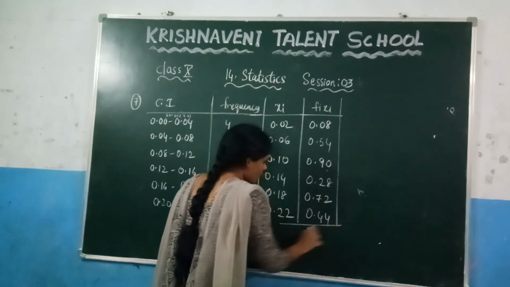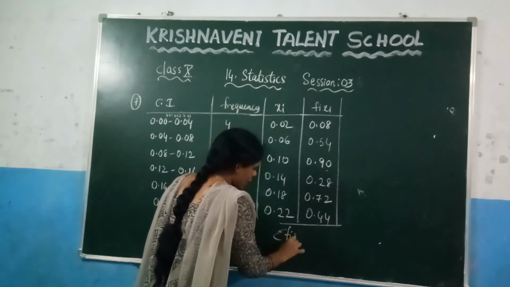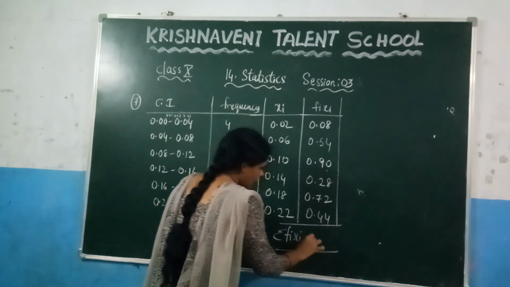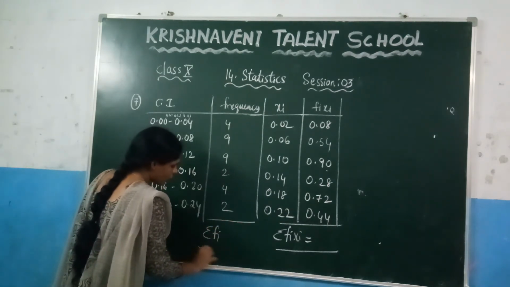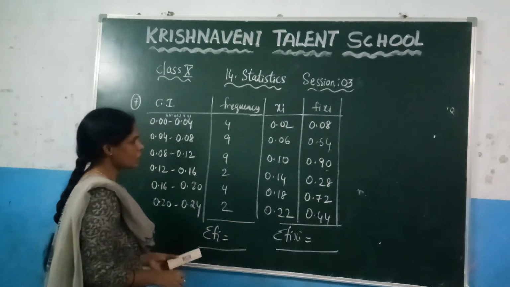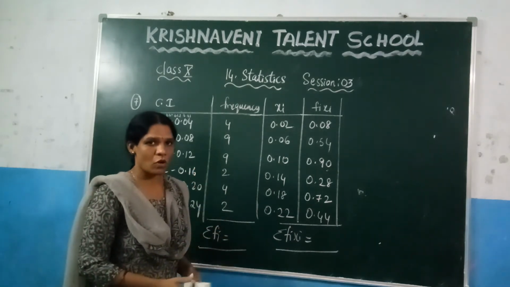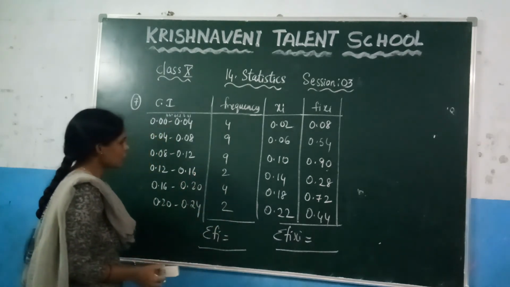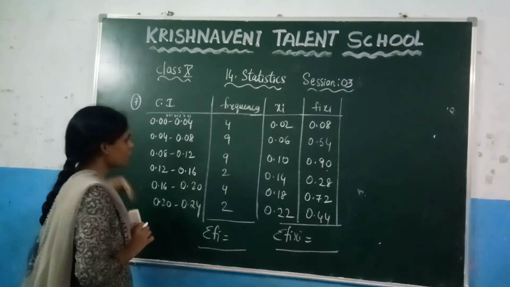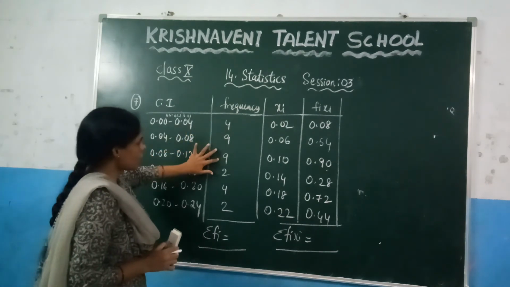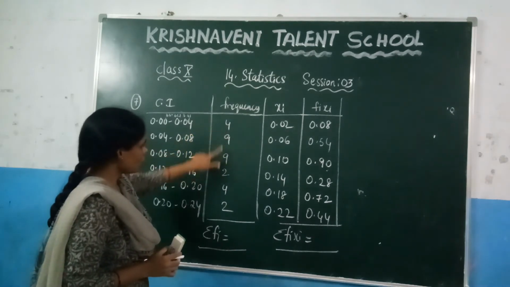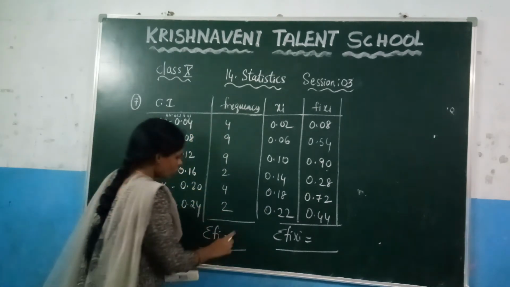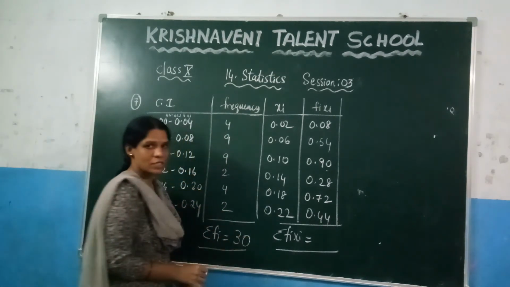You need to find sigma fi xi. Here you also need to find the value of sigma fi. Finding sigma is nothing but taking the sum of all the values. So adding here, what you get: 9 plus 9, 18. 18 plus 2, 20. 24, 28, 30. So you will get the answer, which is 30.